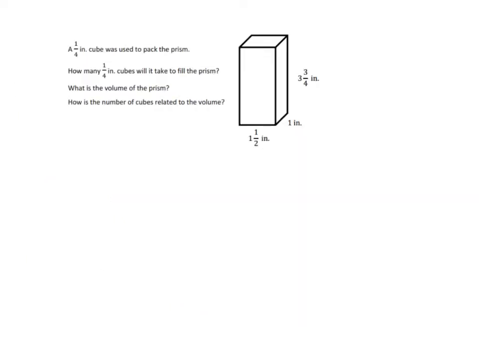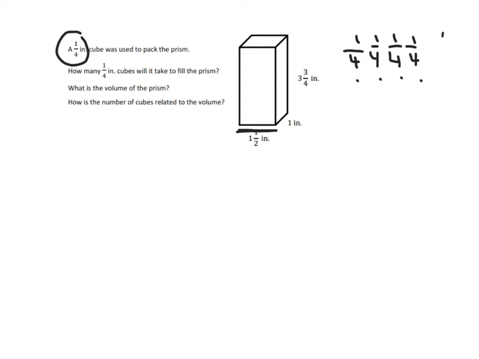Let's follow that same procedure for this problem. So this one says a 1/4 inch cube was used to pack the prism. So now let's look. Along this 1.5 inch length here, we know that we have to fit 1/4 inch cubes. So how many 1/4 inch cubes would fit in one whole? So if I have 1/4 and then another 1/4, that's 2 quarters, 3 quarters, 4 quarters. So there's 1, 2, 3, 4 quarters in one whole.